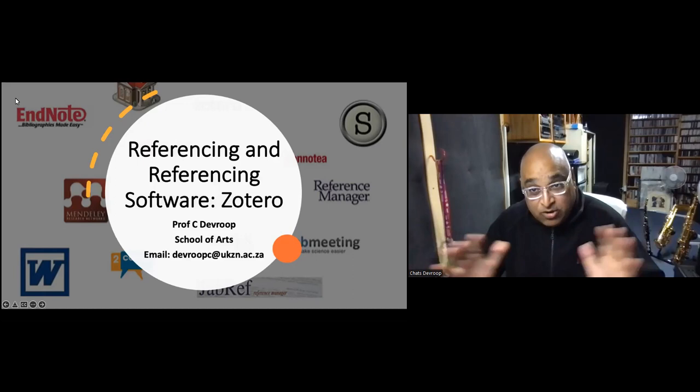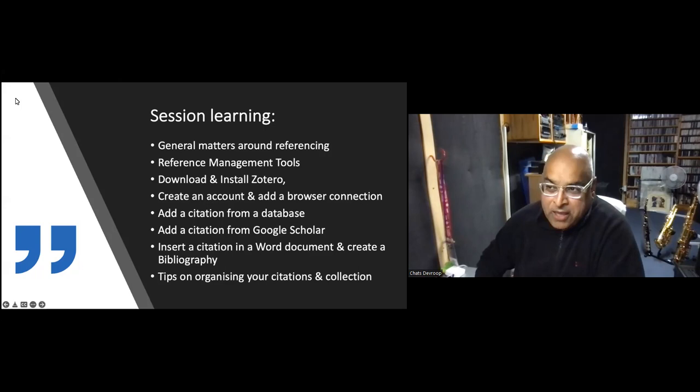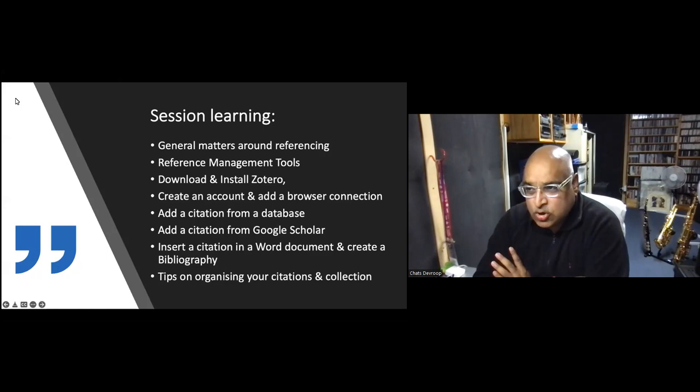Okay, so we're dealing with software. So this session, what are you going to learn in this session? What are the things we're going to be covering? Firstly, I will talk a little bit about general matters of referencing. Then I will be talking about reference management tools. Then how to download and install Zotero or a software that you're going to be using, to create an account on it, if you want an account, this is really not compulsory, to how you will add a citation from a database, how you add it from Google Scholar, that is, the insertion of a citation into MS Word.